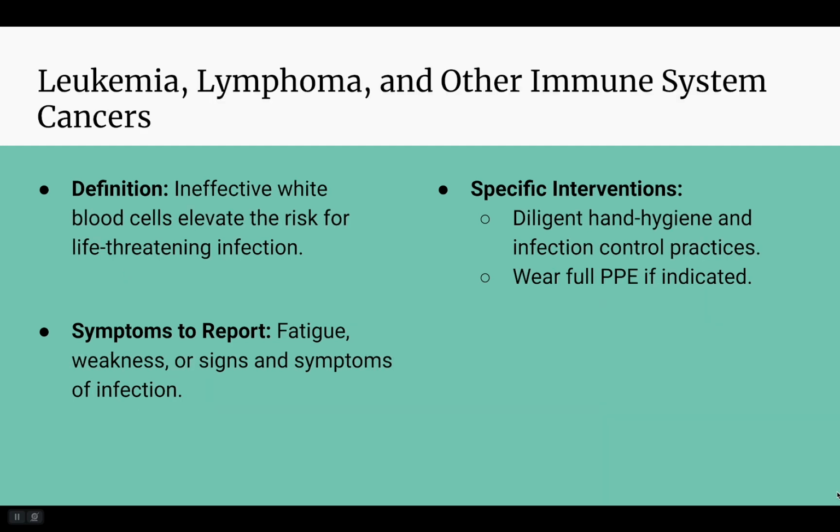Leukemia, lymphoma, and other immune system cancers. Definition: ineffective white blood cells elevate the risk for life-threatening infection. Symptoms to report: fatigue, weakness, or signs and symptoms of infection. Specific interventions: diligent hand hygiene and infection control practices. Wear full PPE if indicated.